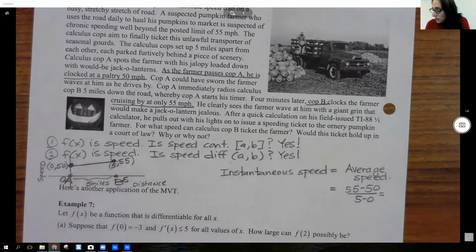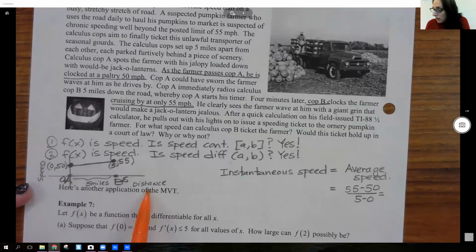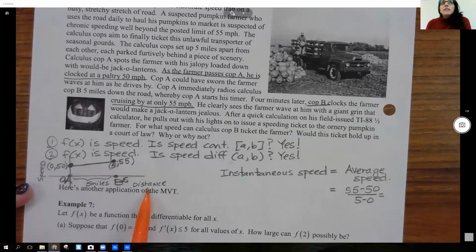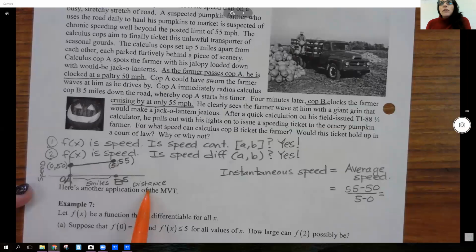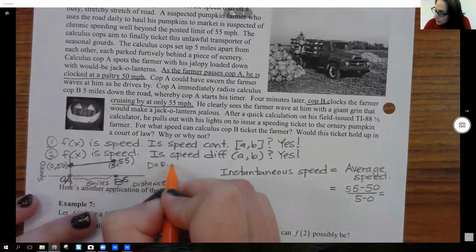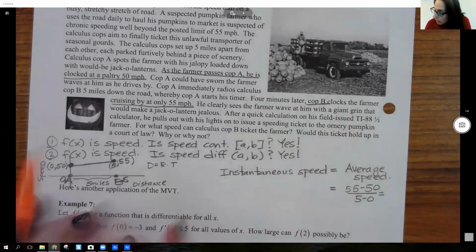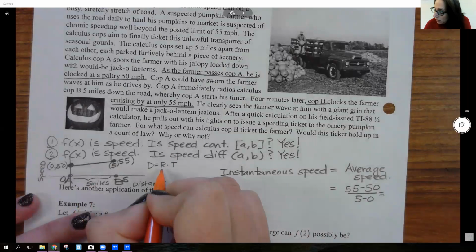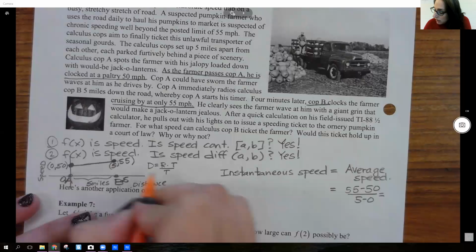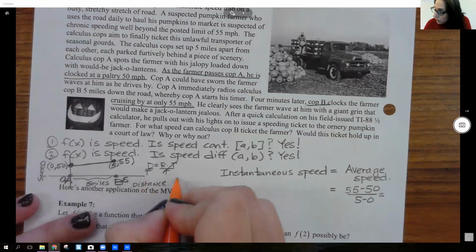Well, actually, this isn't average speed, is it? This would be like speed divided by distance. Distance equals rate times time. So what would that be? Just time, wouldn't it? If distance equals rate times time, and I have rate divided by distance, what would that give me? Distance over time equals rate.